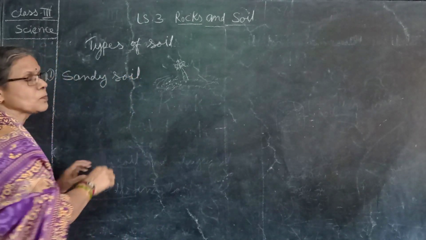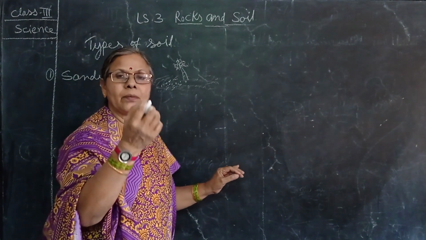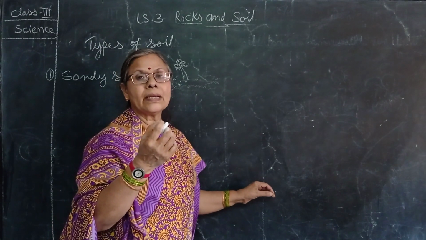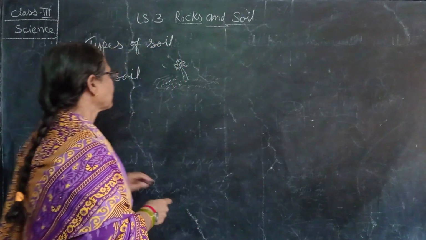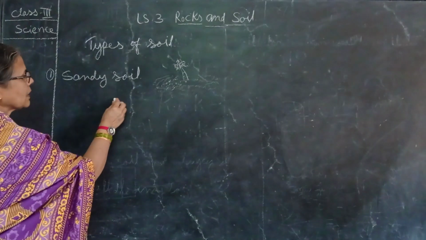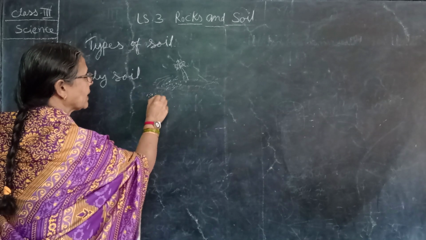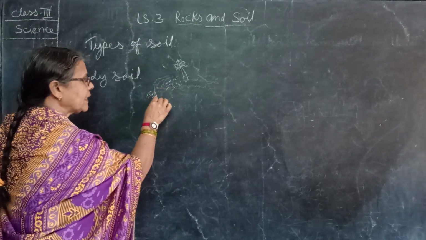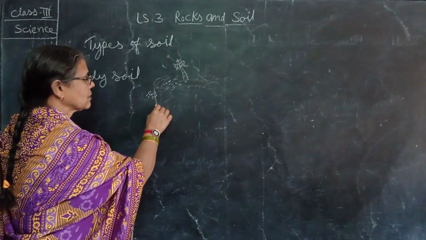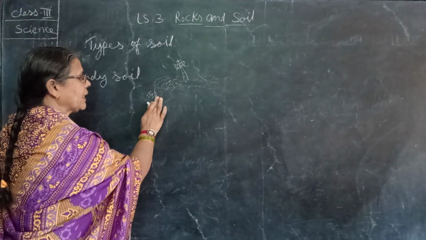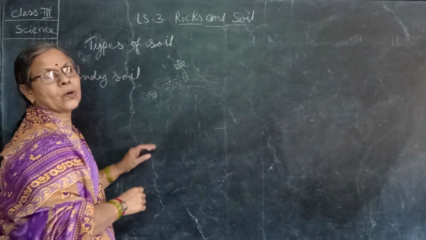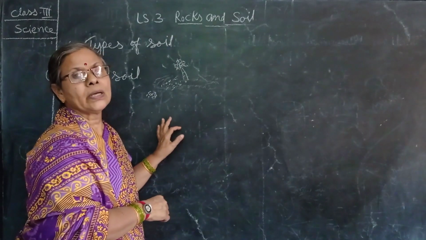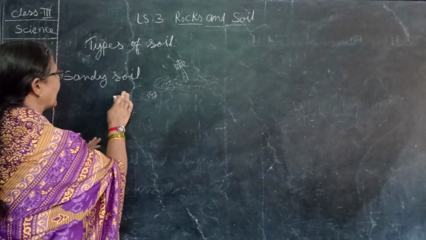Sandy soil absorbs more and more water. Water will go inside it. It cannot hold water, but it can hold air. Why? Because there is a lot of space between the particles, so water can easily enter through these particles. That is why it is not good for plantations. So very few plants can grow in this type of soil. This is called a sandy soil.